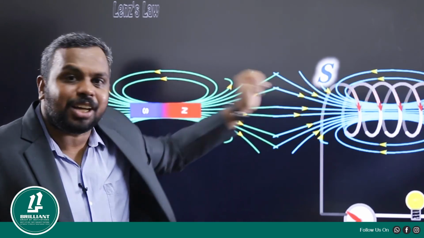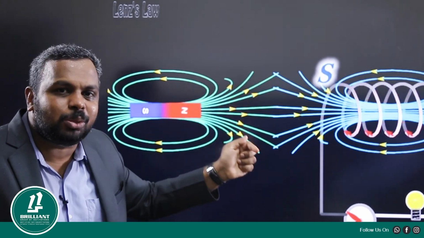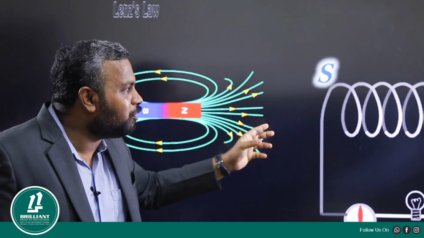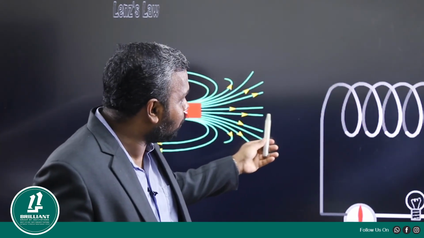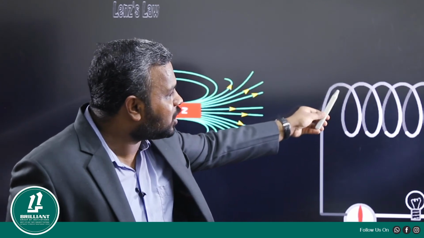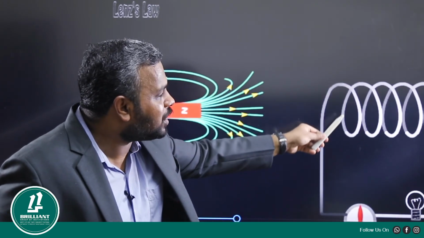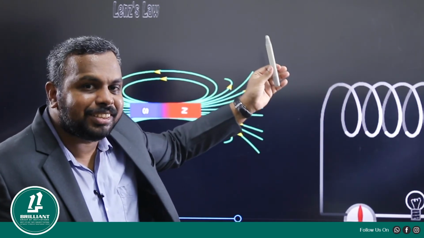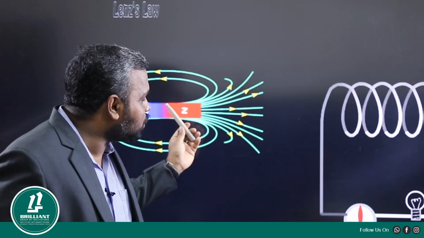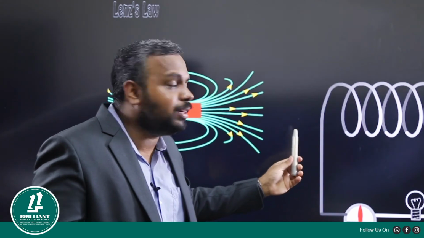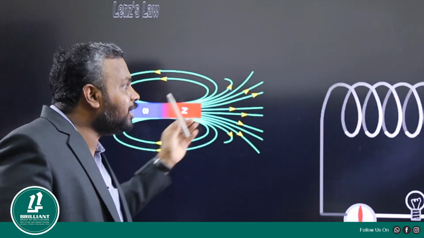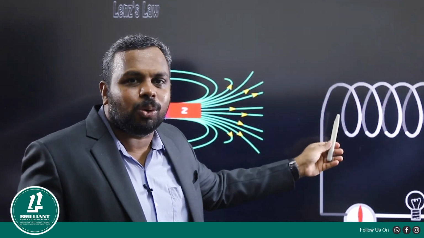So for getting south pole, in which way does the current need to flow? Current should flow in clockwise direction, right? So for a person who is observing from this side, the current in this coil has to flow in which direction? Clockwise direction. Okay, when the magnet was moving towards it, hope you remember, the current was flowing in anti-clockwise direction. When the magnet is moving away from it, the current has to flow in clockwise direction.